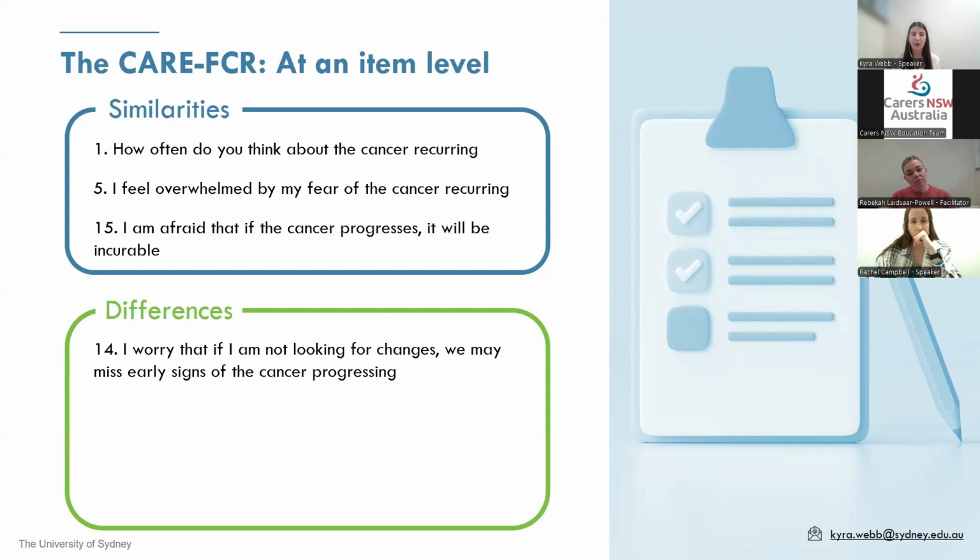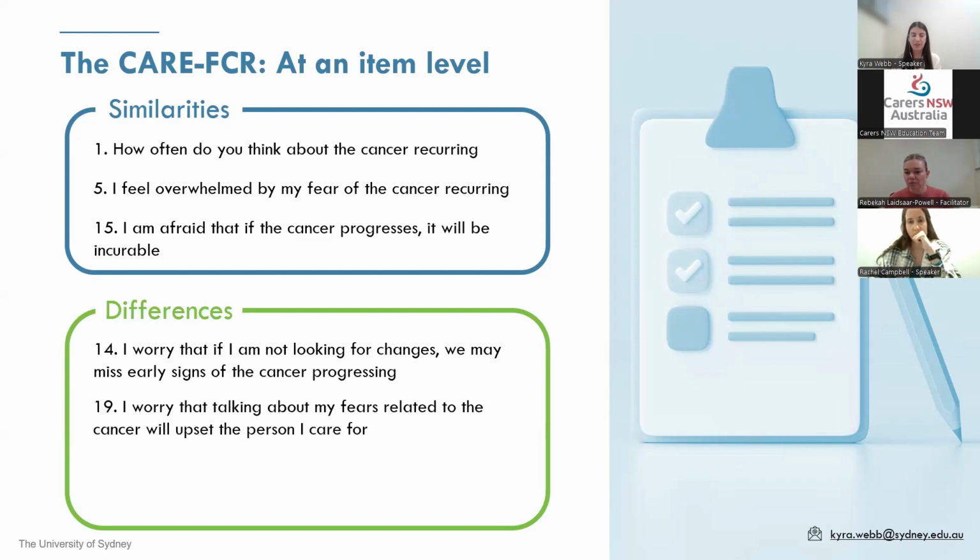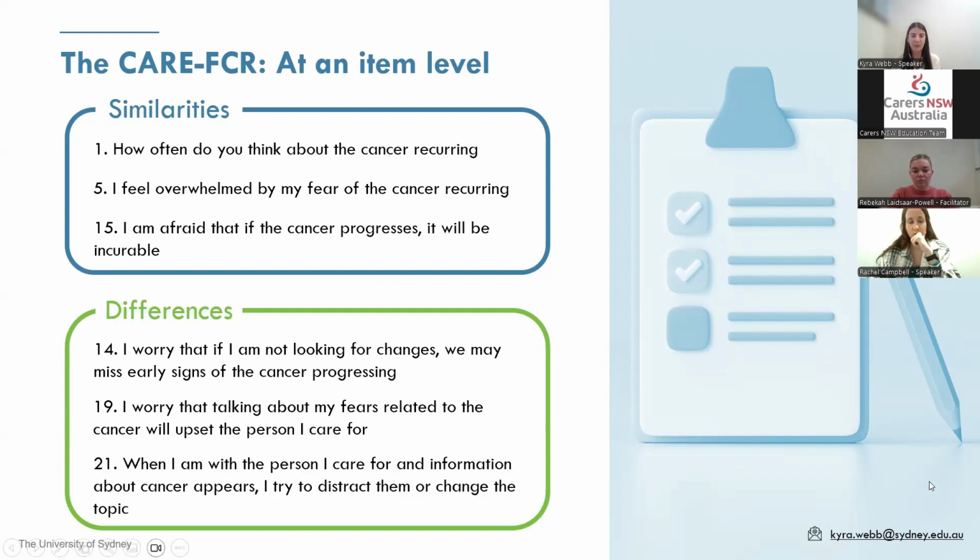So this question here, I worry that if I'm not looking for changes, we may miss early signs of the cancer progressing. It's quite carer specific. This is kind of a communication item. I worry that talking about my fears related to the cancer will upset the person I care for. And finally, when I am with the person I care for and information about cancer appears, I try to distract them or change the topic. And this is a behavioral question and really taps into the carer experience. And it's these different items that were not previously included in carer measures of fear of recurrence.